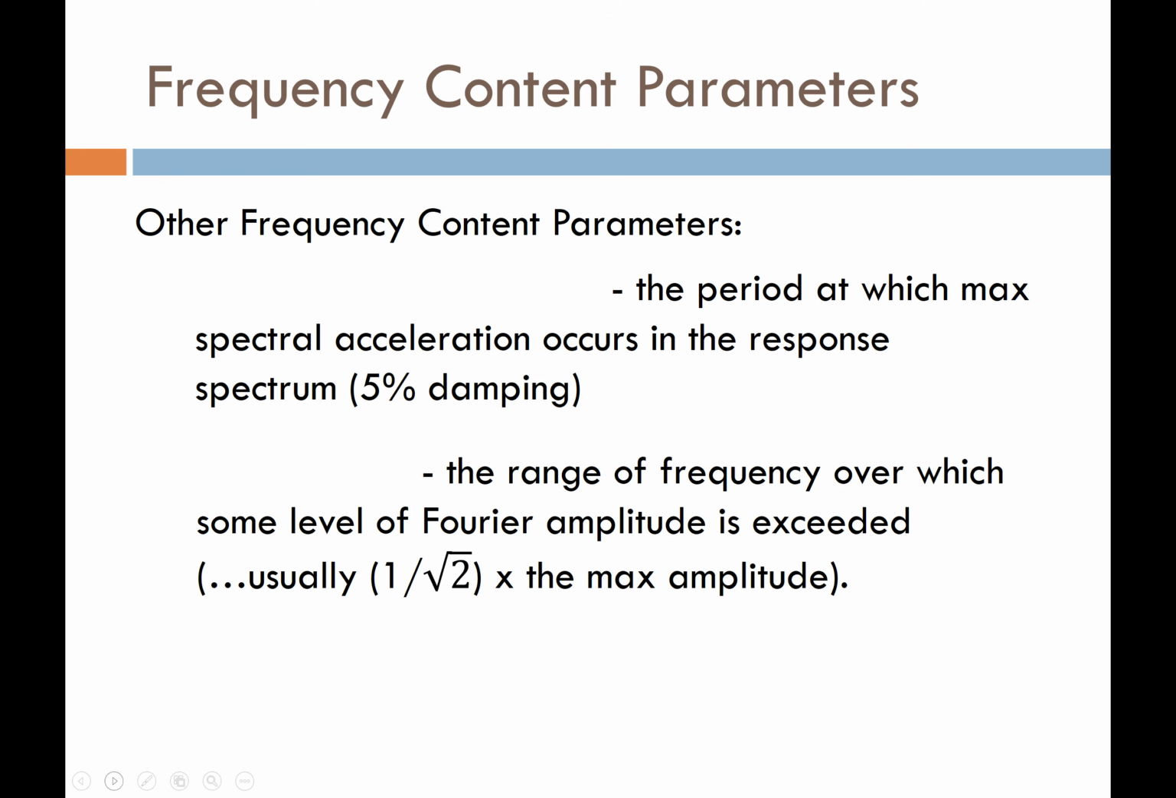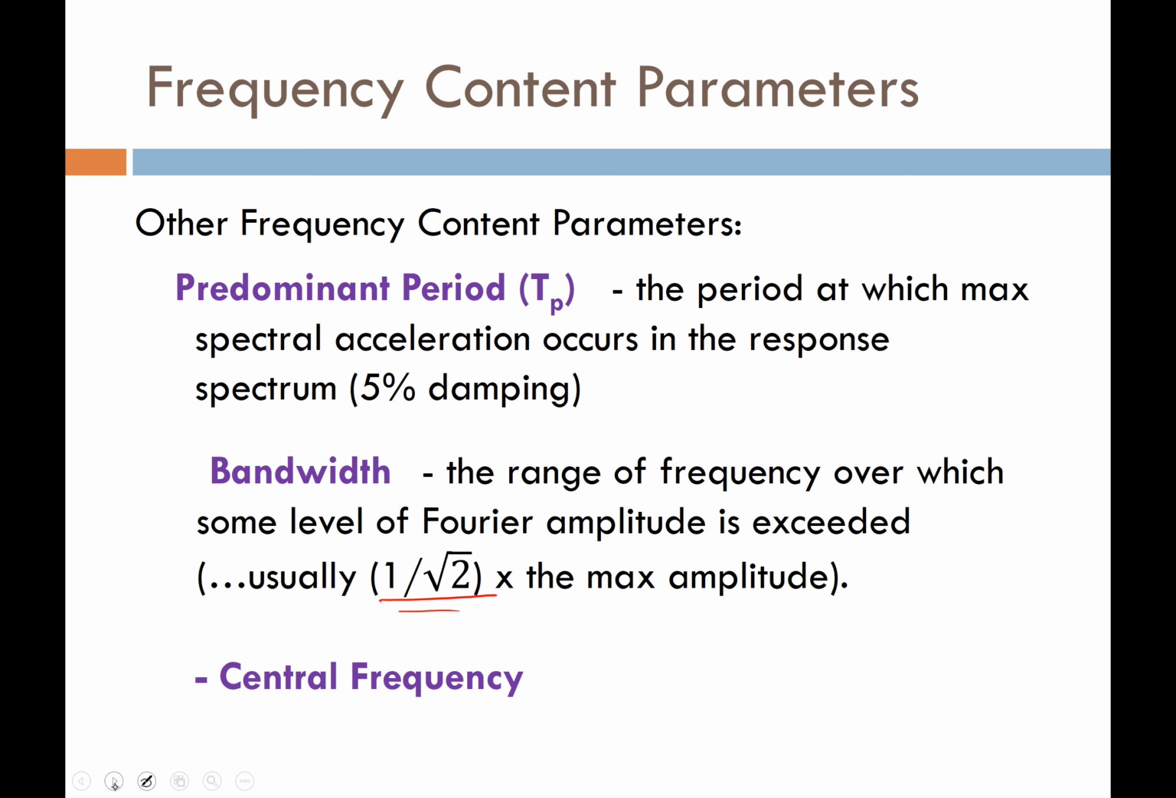Okay, there are several other frequency content parameters. For instance, there's the predominant period. This is the period at which the maximum spectral acceleration occurs in the response spectrum. There's the bandwidth, and this is the range of frequencies over which some level of the Fourier amplitude is exceeded. And we can derive and show that it's usually 1 divided by the square root of 2 times the maximum amplitude.